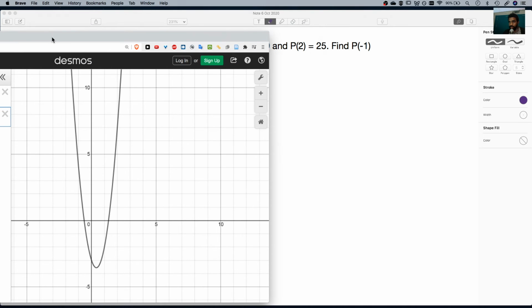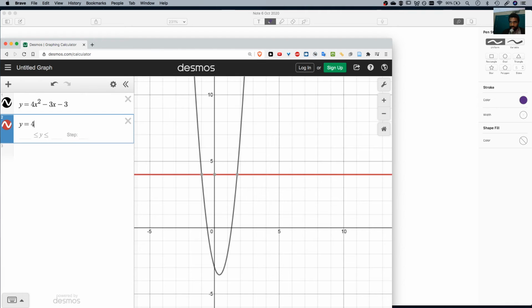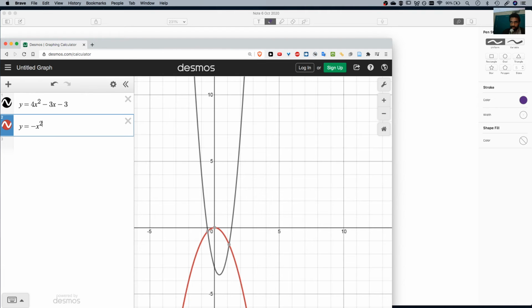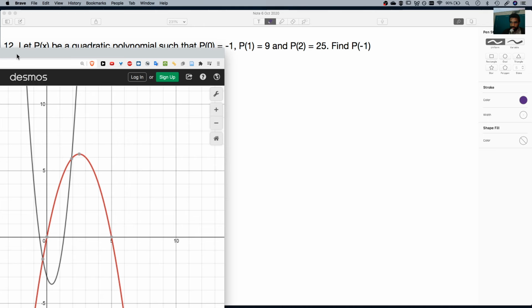Actually, I'll hide this, and I would type it while not looking. So I'll say y is equal to, and then let's see. Let's just say minus x squared plus 5x, and then I will hide this from your screen and type something.